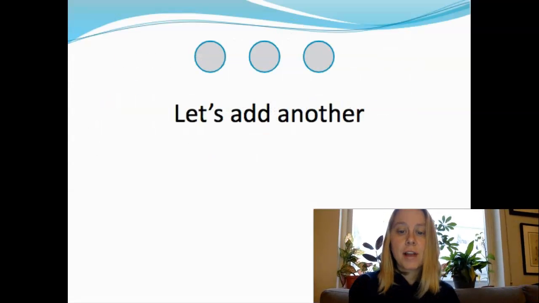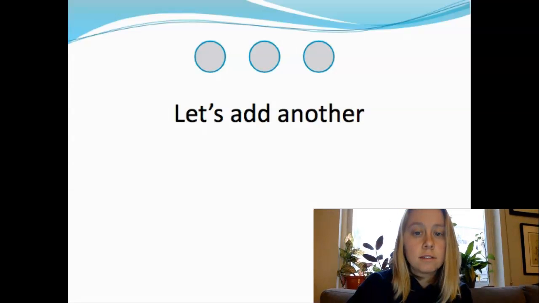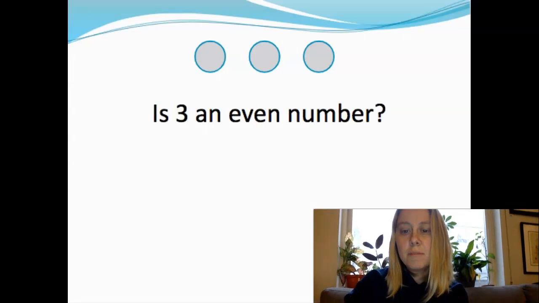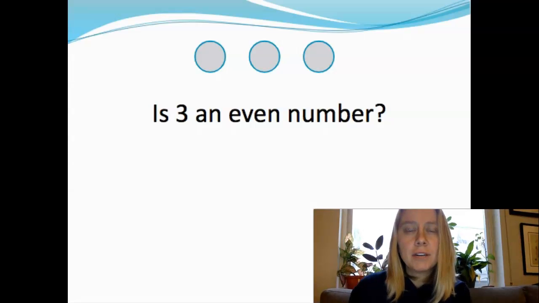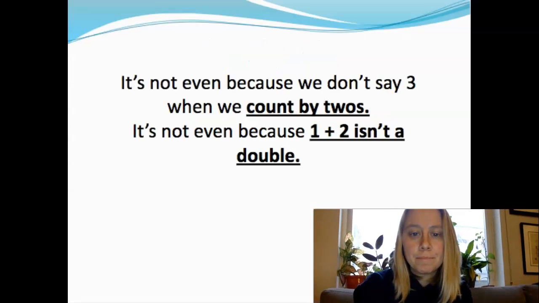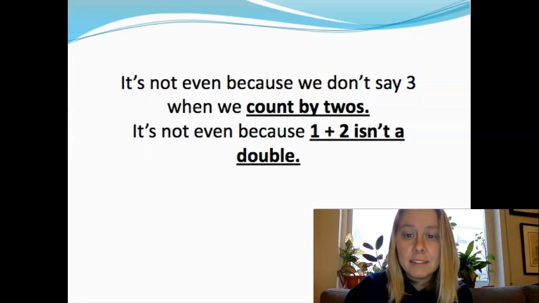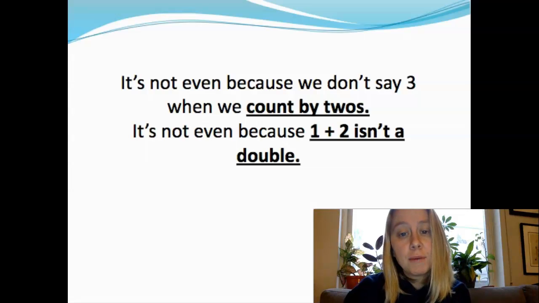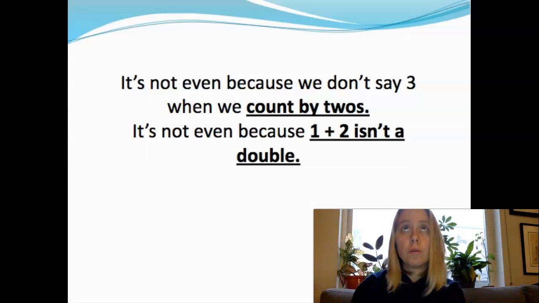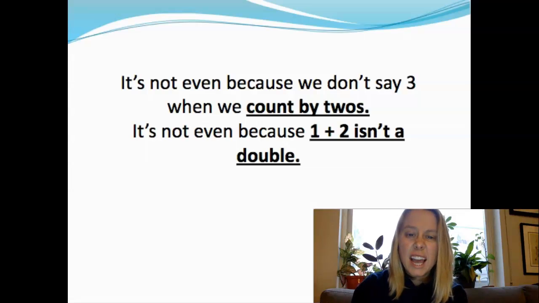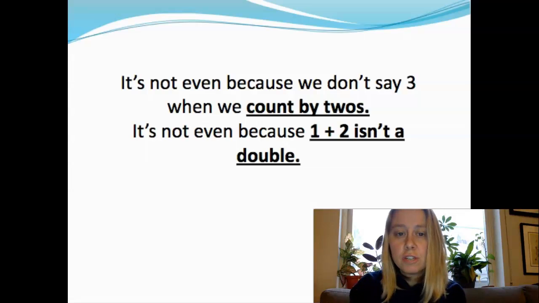So let's add another. Now we have 3. So looking at those 3 dots, is 3 an even number? Does each number have a partner or a pair? It's not even because we don't say 3 when we're counting by 2s, like 2, 4, 6, 8. And it's not even because 1 plus 2 isn't a double. They both don't have a pair.